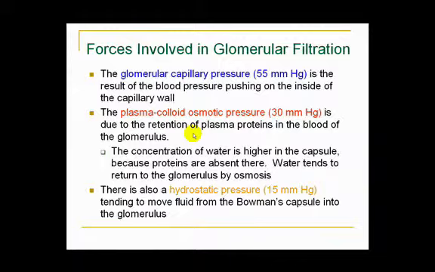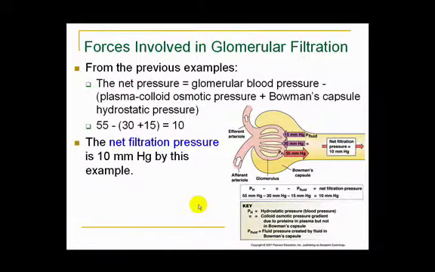So that osmotic pressure is about 30 millimeters of mercury. And then there's what's called the hydrostatic pressure, is that once fluid moves into the Bowman's capsule, there is some pressure in the capsule. So what this looks like is you basically have to add up these pressures and see who wins. The blood pressure in the capillary, the glomerulus, is about 55 millimeters of mercury. So that's pushing fluid out.